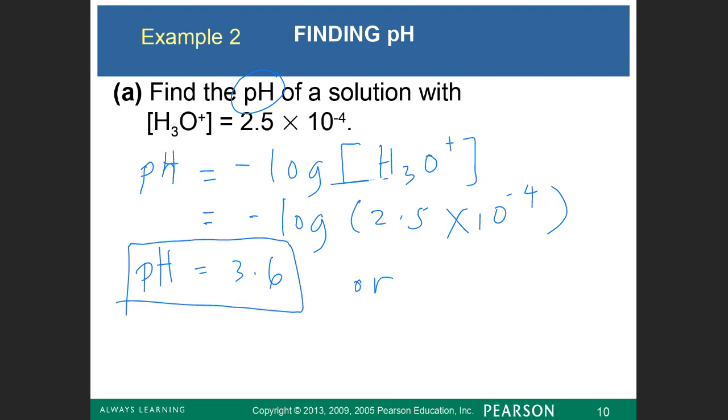Another way to solve this is by applying the product property or product rule of logs. So you can also say that this is negative, and since that's multiplying, you're adding the two log functions here: log of 2.5 plus log of 10 to the power of negative 4. So this is a longer way, but the answer would be the same, still 3.6.